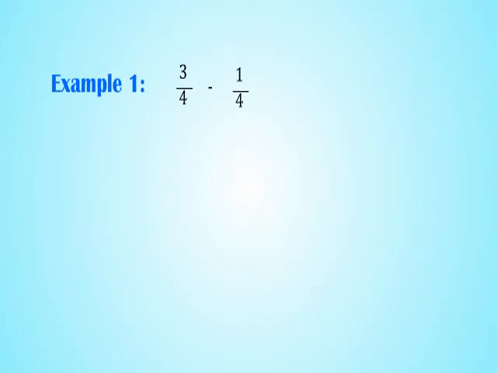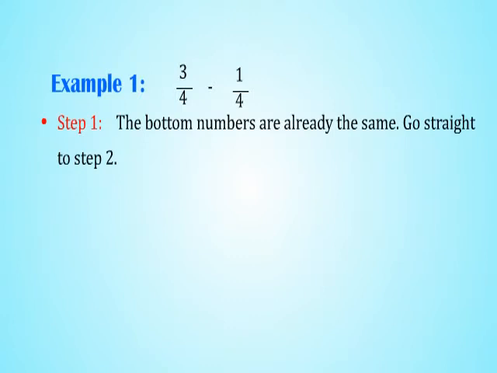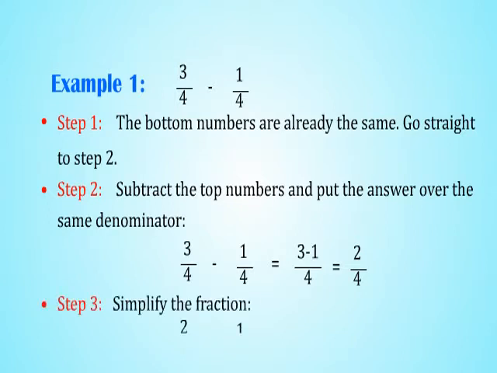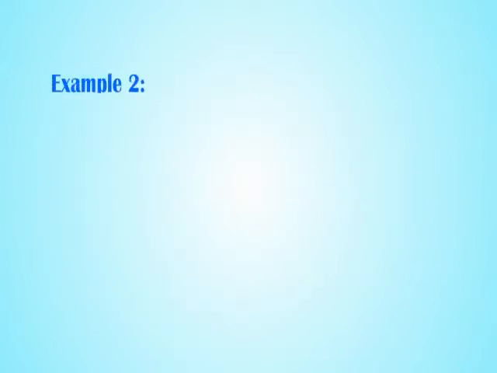Example 1. 3 by 4 minus 1 by 4. Step 1. The bottom numbers are already the same. Go straight to step 2. Step 2. Subtract the top numbers and put the answer over the same denominator. 3 by 4 minus 1 by 4. 3 minus 1 by 4 is equal to 2 by 4. Step 3. Simplify the fraction. 2 by 4 is equal to 1 by 2.